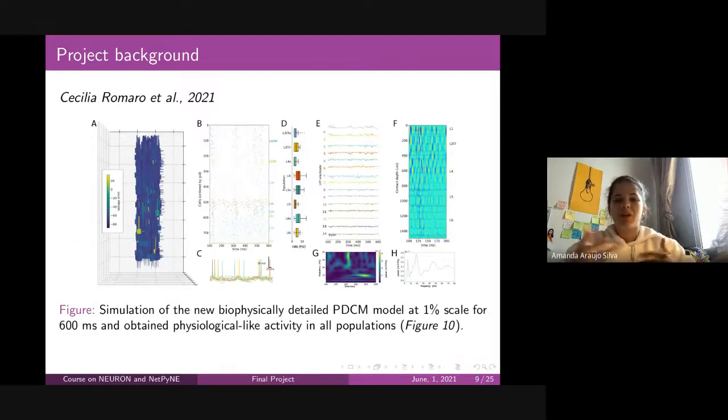So here, what was the result of this re-implementation and this change in the neurons? The simulation of the new biophysical detail at the scale of 1%, so the rescale method was used, was able to obtain physiological-like activity in all populations. So it's a good start because we're able to put in a more detailed model that allows, for example, LFP measurements that can be compared with lab measurements to validate our model. So it's a great thing. It's important.